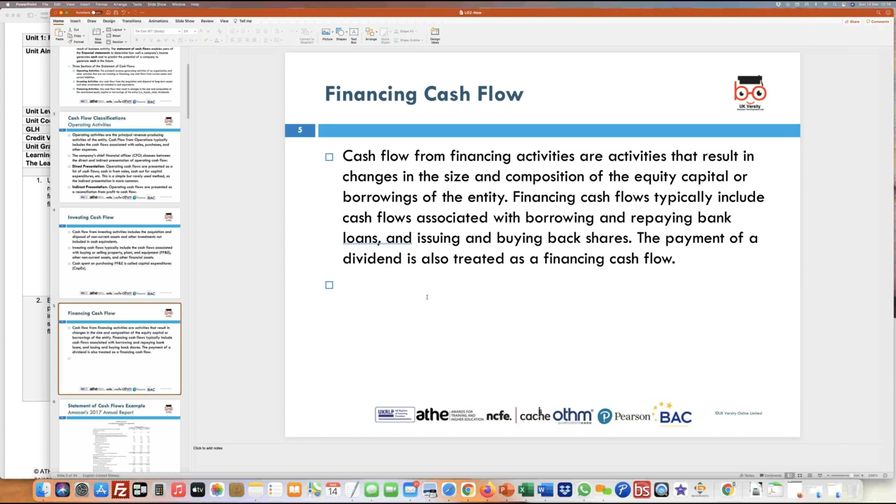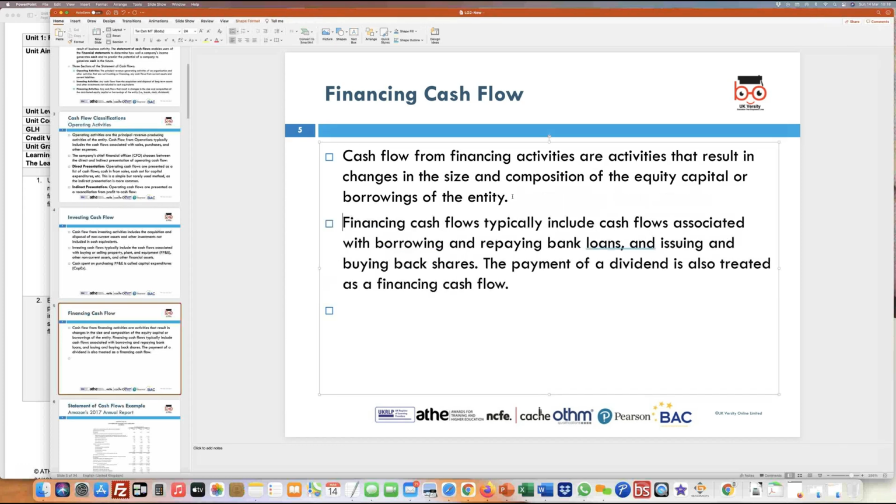And when we look at financing cash flows, here we are primarily talking about activities that result in the company borrowing more money in order to expand the business. So if you're a small business and you need bank overdrafts to be able to make salary payments for a couple of months initially in the start of the business, what you're going to be looking at is financing cash flows.